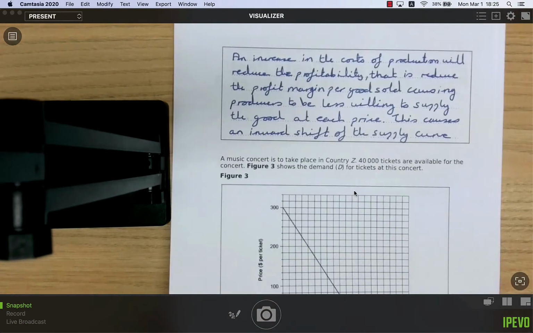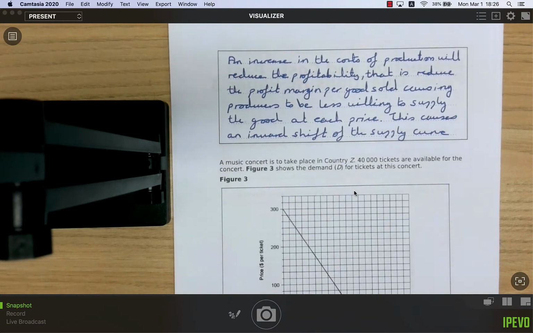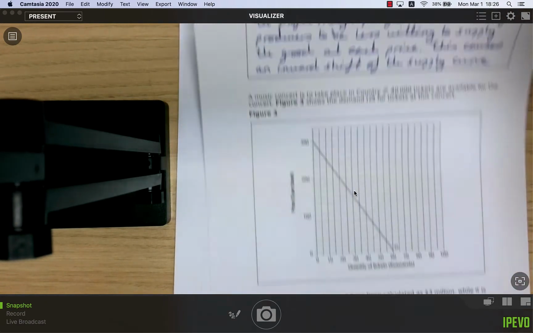Okay, so this is one of the ones of this old paper 3 where you have to know a bit of theory. So an increase in cost of production will reduce the profitability. And what that means is, that is reduce the profit margin per goods sold, okay? Now what that does is that causes producers to be less willing to supply the good at each price. And this causes an inward shift in the supply curve. All right, so that's the very first question there. I'd hope you'd be familiar with that at this stage.